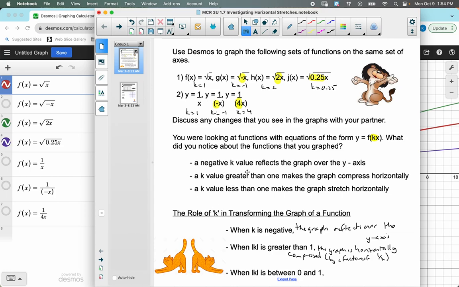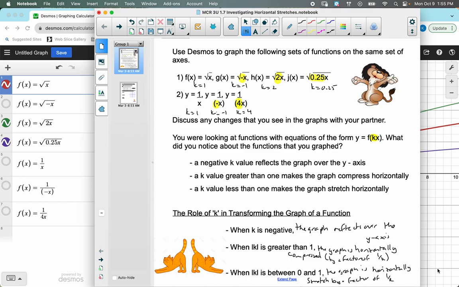And then when the magnitude of k is in between 0 and 1, so it's a fraction, or like our 0.25, then the graph is horizontally, now I'm just writing on the bottom edge of the tablet too, horizontally stretched by a factor of 1 over k. Okay, so again, you flip it. So my 1/4 would be that it was stretched by a factor of 4.